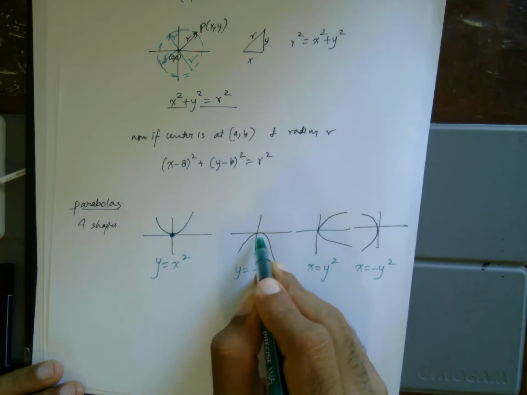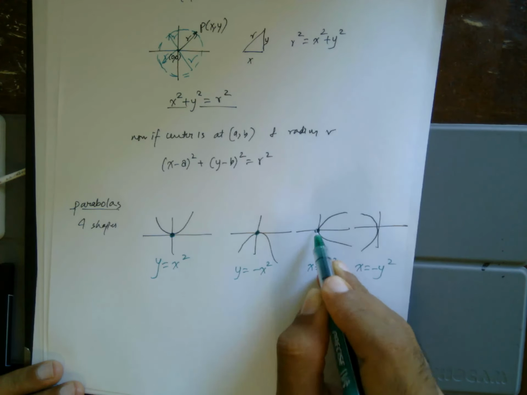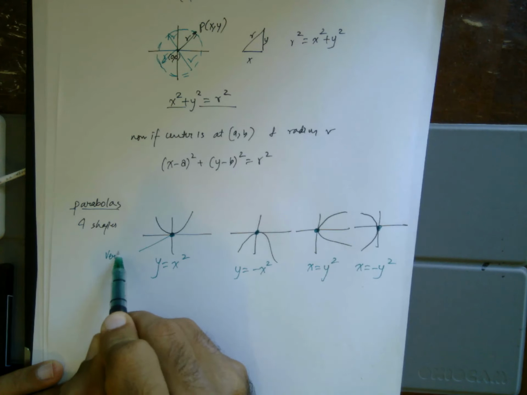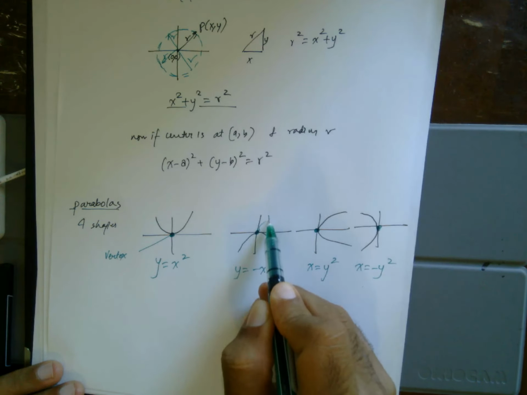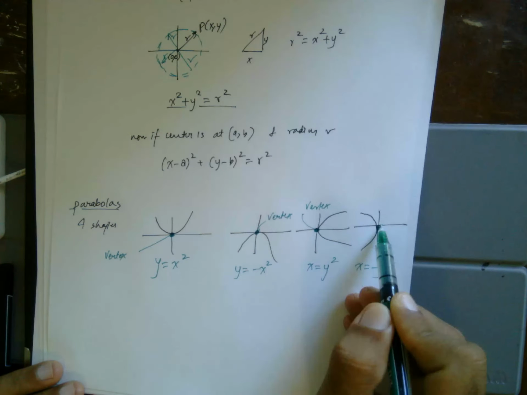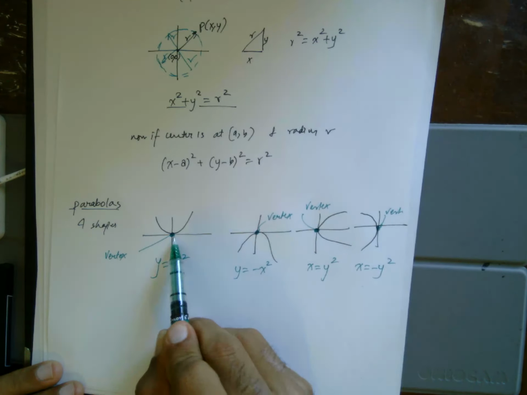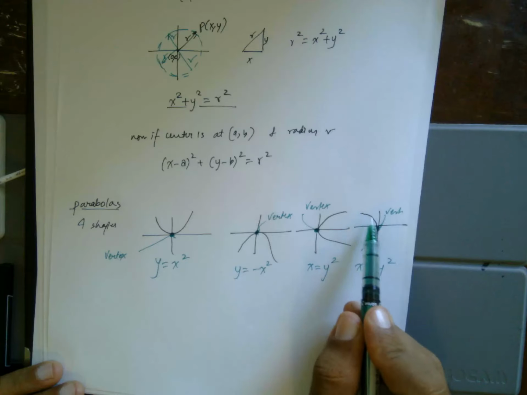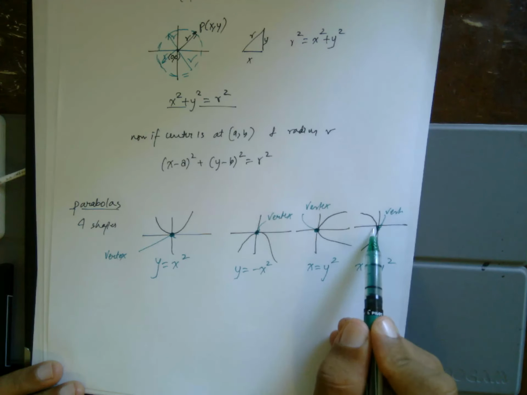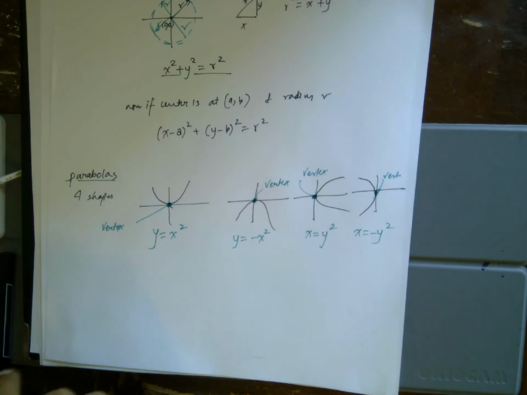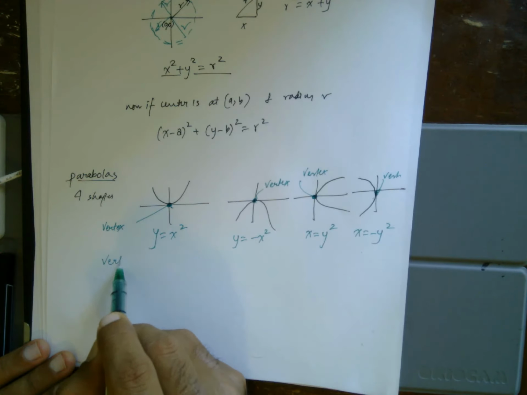Now, we're going to learn about various other important terms in each of these shapes, but one that you already know is called the vertex. The vertex is the lowest point or the highest point, the leftmost or rightmost point. But the more rigorous definition is that it's where the parabola changes direction. For each of these, the vertex is at the origin.